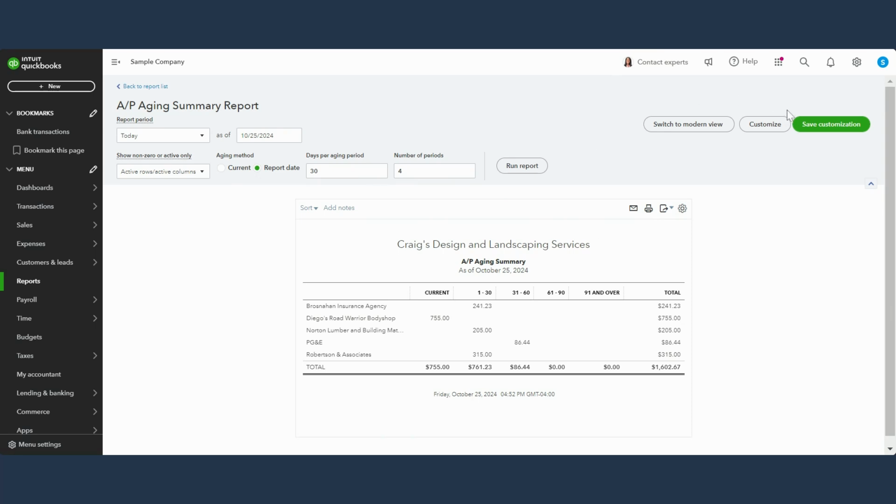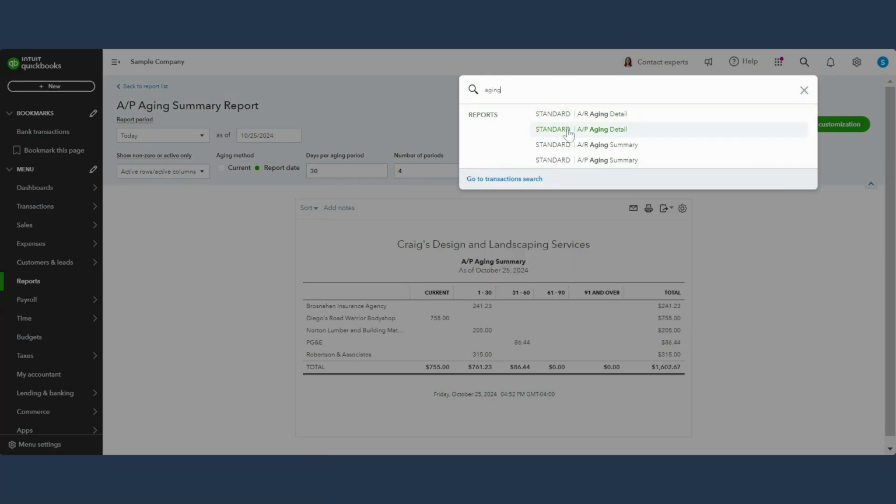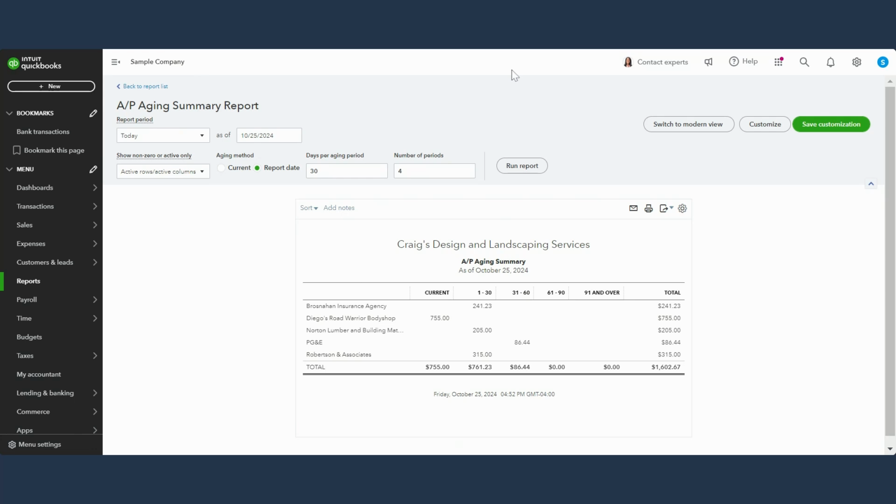Again, you can pull a detailed report too. There's another detailed report available if you want to go here and search for aging, and it does show you AP aging detail as well. Same thing with AR aging detail as well. Those reports go into invoice level details. Great reports to look at.